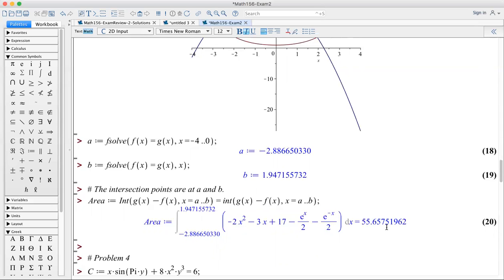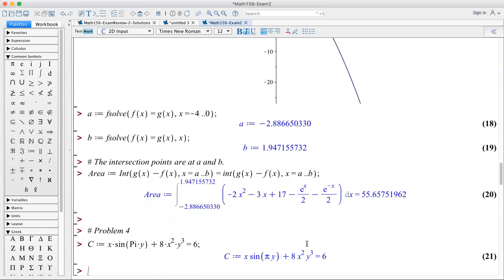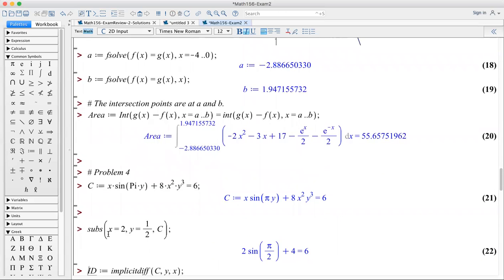For problem 4, we have a curve given by this equation, x times the sine of pi x plus 8x squared y cubed equals 6. We want to prove that a certain point satisfies the equation. That means if we substitute in the value x equal 2, y equal a half, we should get 6. And the command to substitute is subs for substitute. X equal 2, y equal a half, you put those first, and you're substituting those values into C, and when you do, you see you get 6.